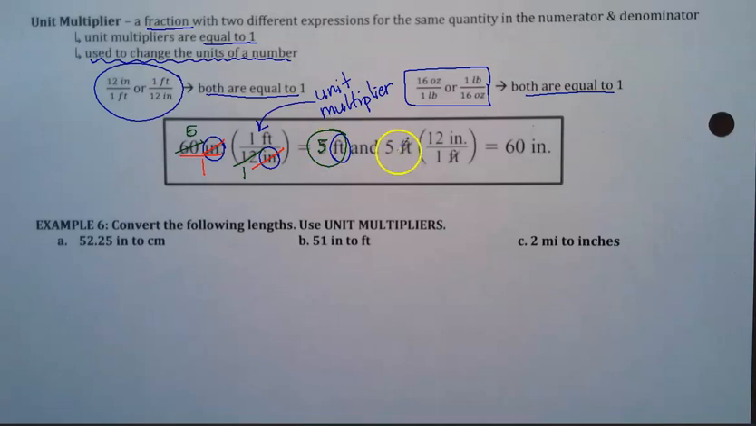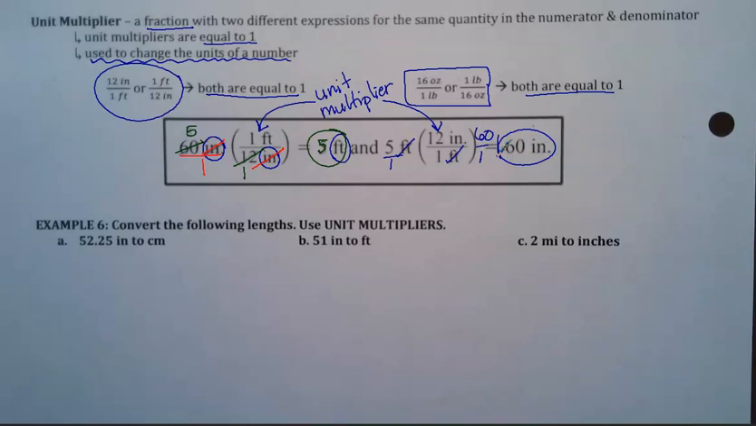The other part of this is showing the other way. If you had 5 feet and you want to convert it to inches, this time you pick a different unit multiplier. You pick the opposite one with the feet in the denominator, because then your feet will cancel. And now you have to do 5 times 12, which is 60. And this is 1, right? 60 times 1 is 60. So you'd get 60 over 1, which is just 60 inches.